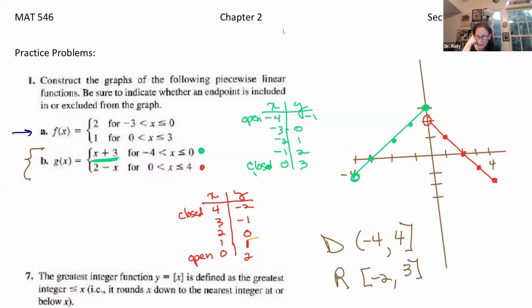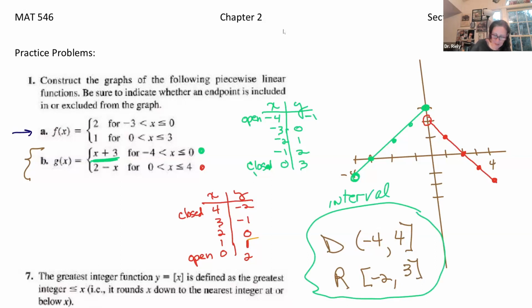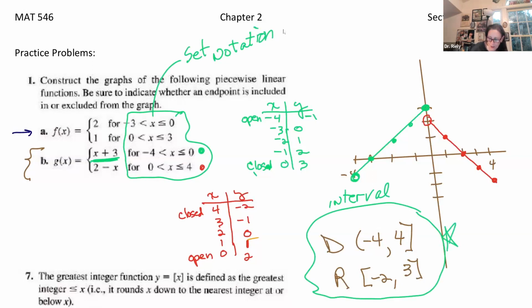Okay, so you should be able to get domain and range for both of those. I'm using interval notation to do it. So just to clarify, this notation right here is called interval notation. And then this notation here kind of falls under set notation with the inequalities. So this type of notation is a little bit more advanced, and that's what we tend to use in math.